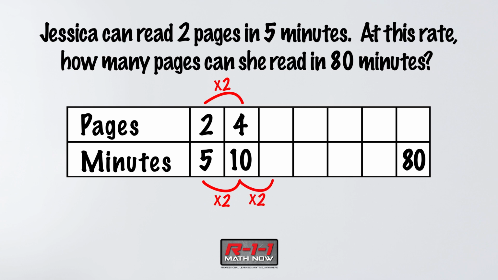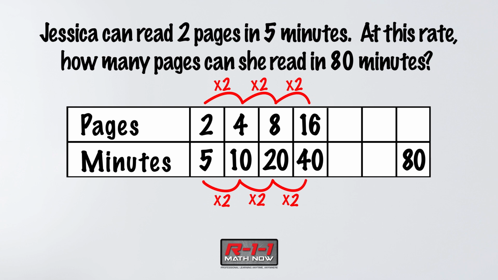So doubling 10, I have 20 minutes. Doubling 4 pages, I have 8 pages. Not quite to 80 yet, so I'll continue doubling. 40 minutes, and in that amount of time, Jessica can read 16 pages. And if I double one more time, I'm going to reach that target of 80 minutes. So if I double the pages, I find out that Jessica can read 32 pages in 80 minutes.